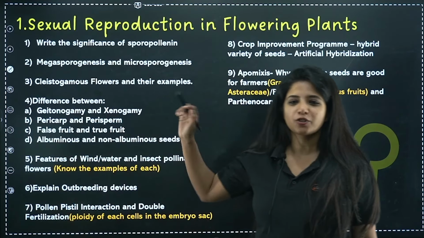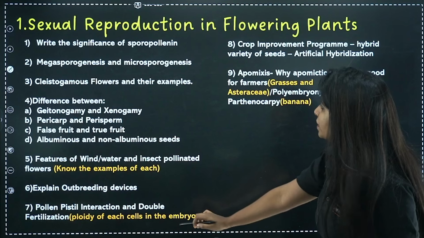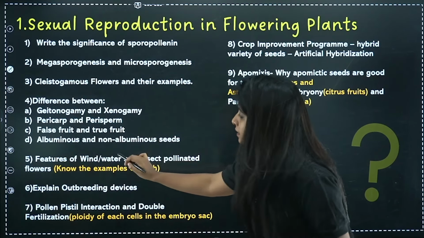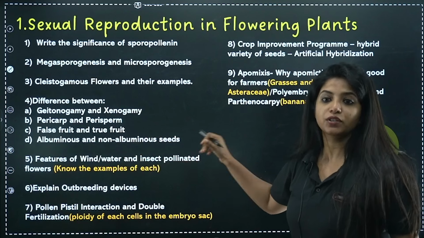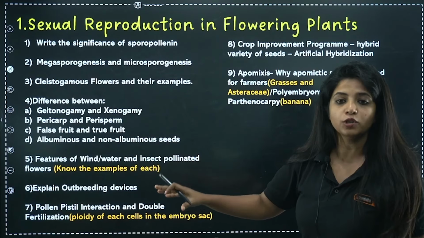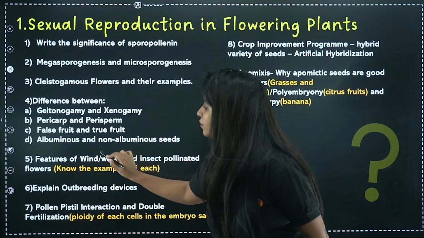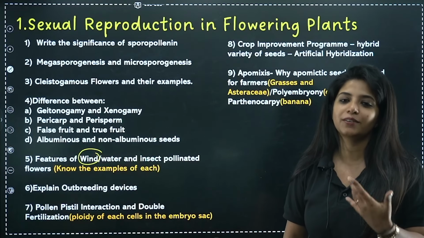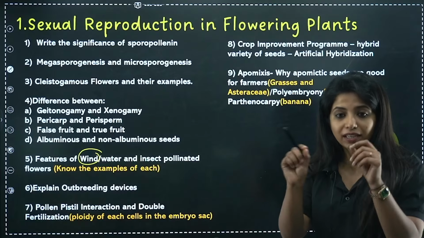So the first chapter is sexual reproduction in flowering plants. Starting from here, going up to here, all the questions are super important. Now there are certain things that I have marked in orange because I want you to do those. For example, features of wind, water and insect pollinated flowers. Know the examples of each, such as for wind we have grasses, but children usually forget that the example for wind pollination flowers is grasses. So please know these examples, write them down.